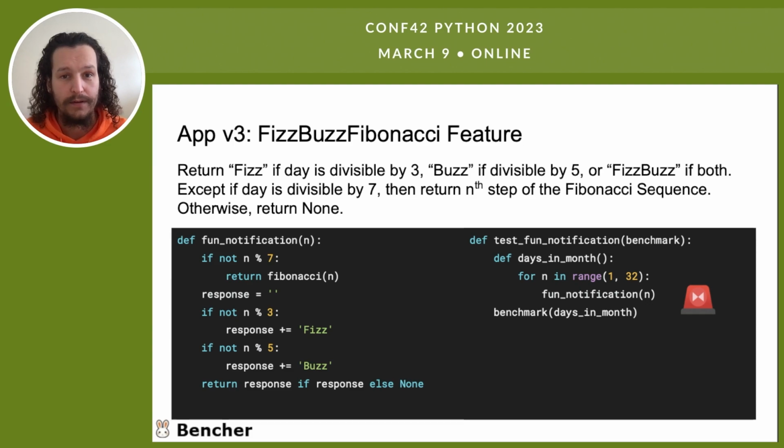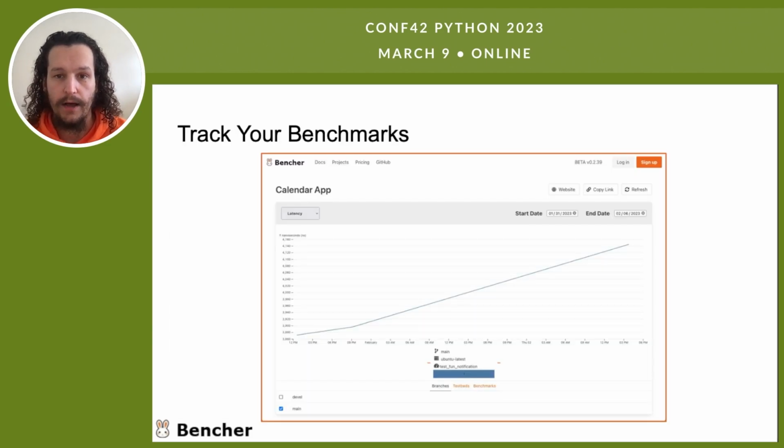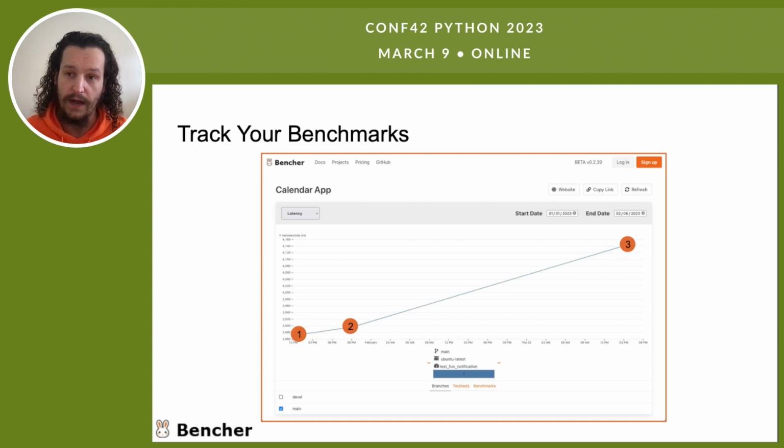But how does this happen? Let's take a look at that. As you track your benchmarks with Bencher, you have that first version, right? And then second version, you add a little bit more functionality. And that third version is when you get a huge performance spike, right? And so that is what triggers the alert.